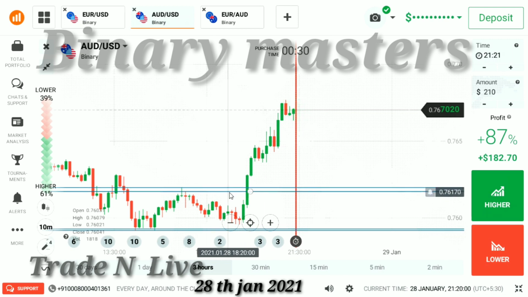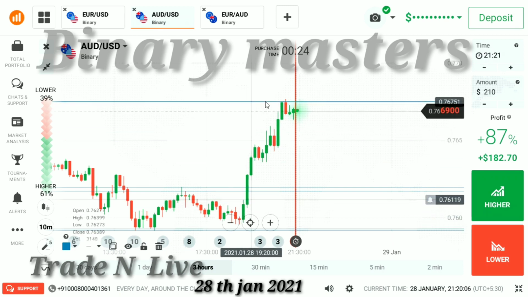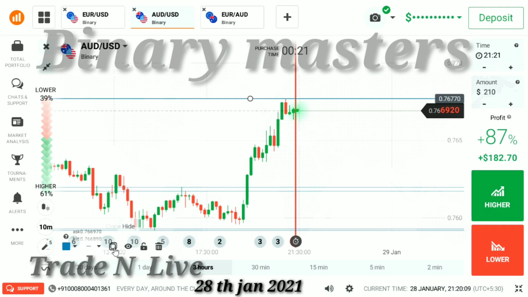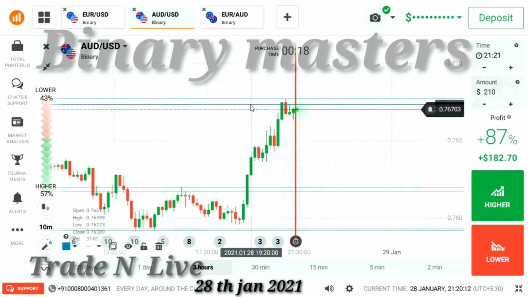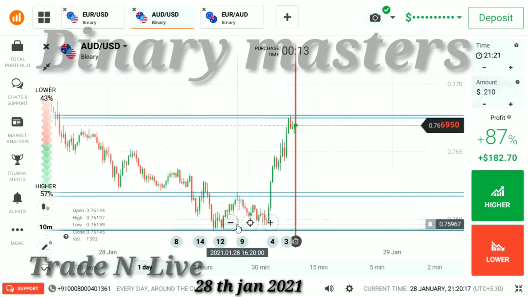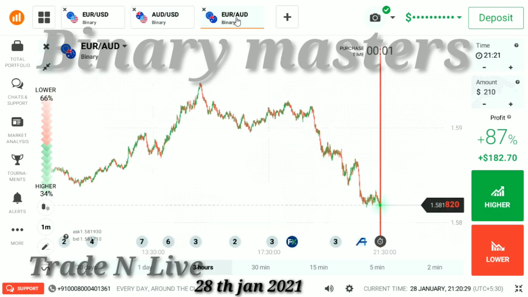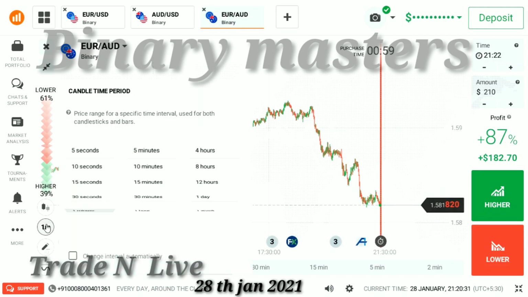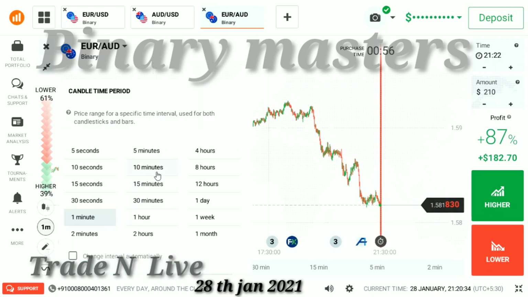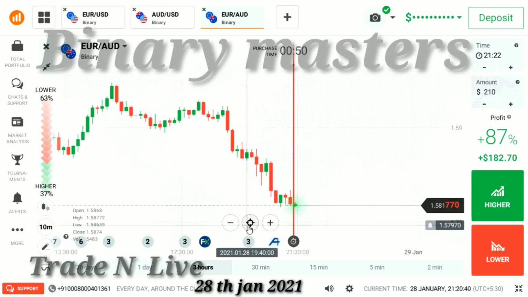So one more on the top. Okay, here you can see also 3 SNR levels I have marked for you, the upcoming SNR levels. So the next chart is the Euro chart. Let's change into 10 minutes as we did, to find out the strong SNR levels.